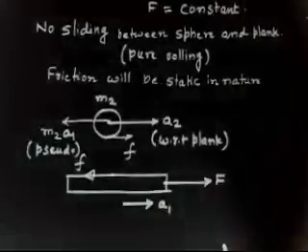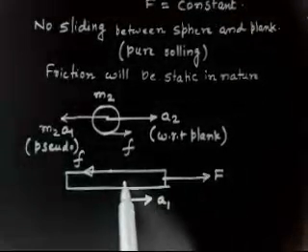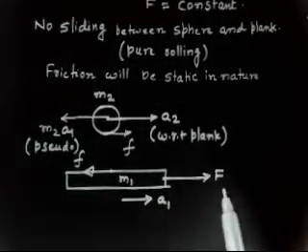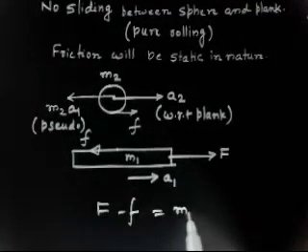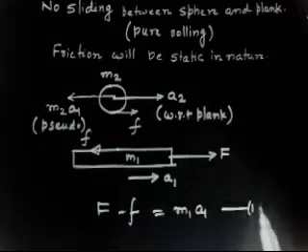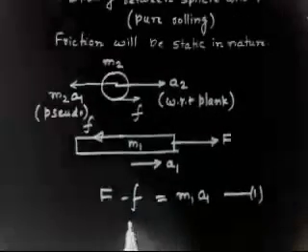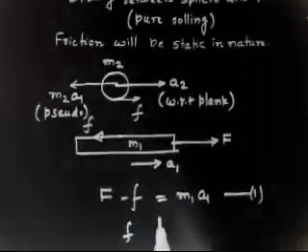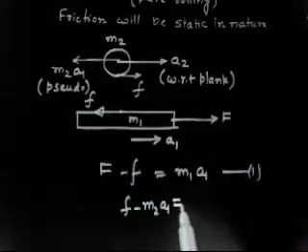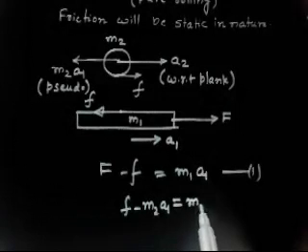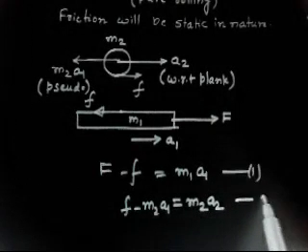Now things are very easy. Simply I have to write down the equations. This is mass m1, so I can write F minus f is equal to m1 a1. So this is my equation 1. For the sphere, force f minus m2 a1 is equal to mass into acceleration, so mass is m2 and acceleration is a2. So this is equation 2.